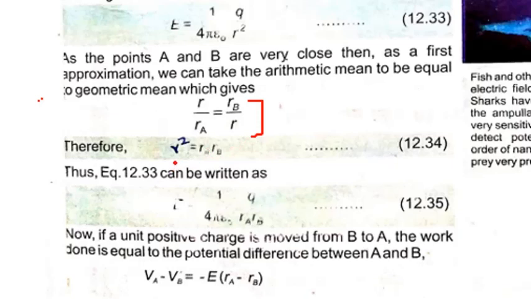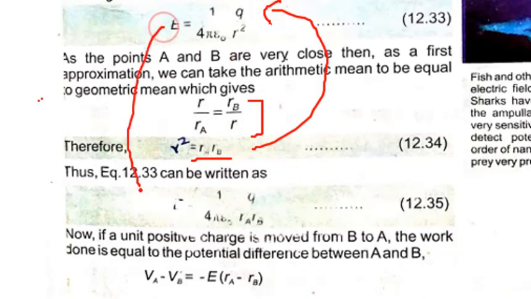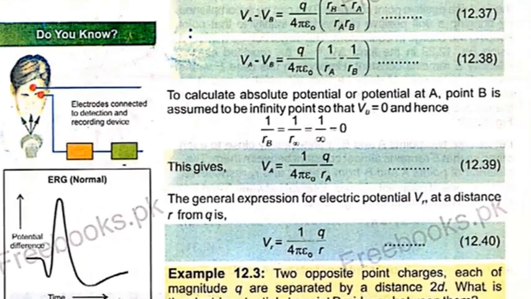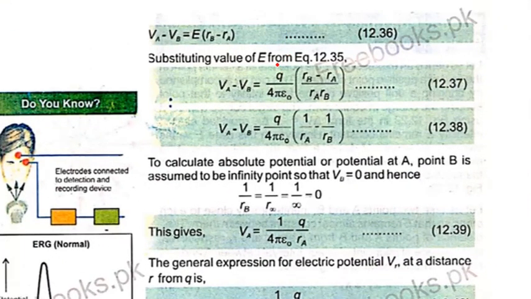From this equation we get R square equals RA RB. Putting this value in equation 12.33, we get electric intensity equals 1 over 4 pi epsilon naught Q over RA RB. Now writing again the equation, potential difference equals minus E delta R. First multiply the negative sign inside the brackets, so we will get RB minus RA. Now putting values of electric intensity and multiplying inside it, we will get.